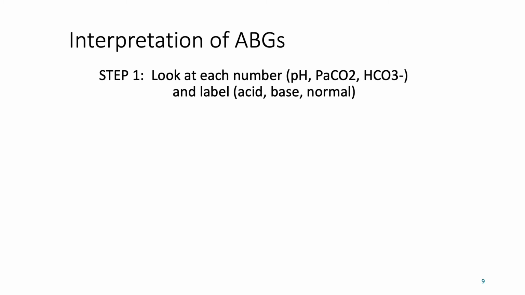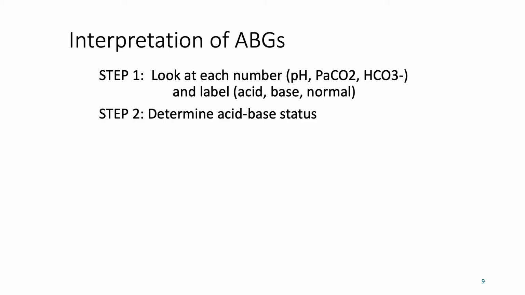So now that we understand a little bit about what's going on in an ABG, let's walk through some steps for how to interpret them. Keep in mind, there are a lot of different strategies, and you may come across other strategies to interpret ABGs. This is just one very logical way to work through it. So the first step when you are getting an ABG and you want to interpret it is label each number. This is why it's important to know the normal values for pH, bicarbonate, and CO2. Each number is going to be labeled as either acid, base, or normal.